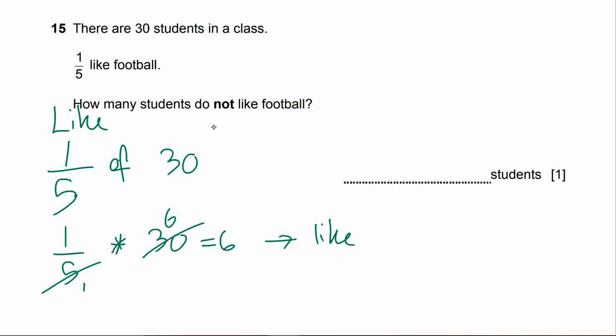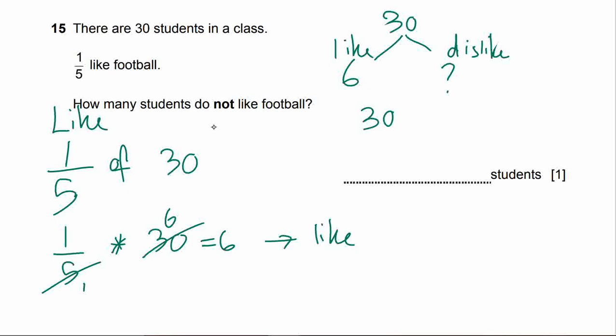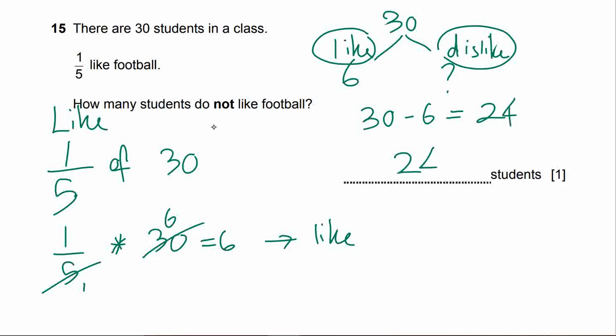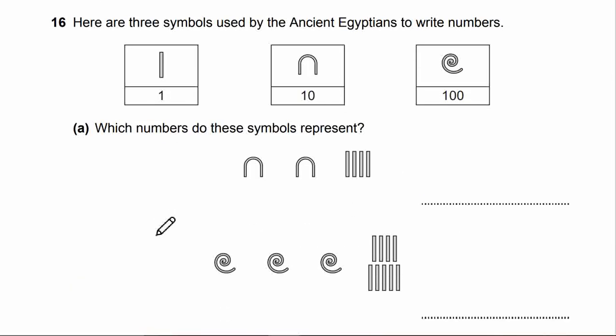And the rest do not like it. So 6 like, and how many dislike? Dislike will be 30 minus 6, which is 24. So the answer is 24 students. Next, number 16. Here are three symbols used by ancient Egyptians to write numbers.